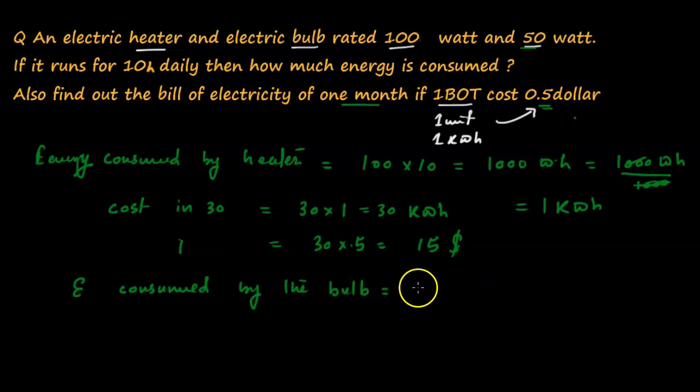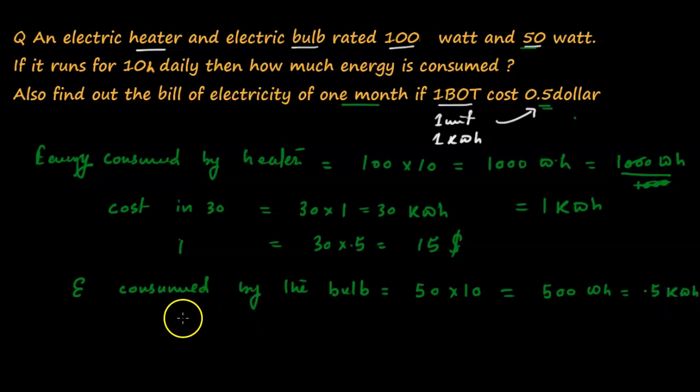What will be the energy consumed by the bulb? It will be 50 into 10. It is just 1 day energy. 500 watt it is coming in 1 day. That means 500 watt hour. That means we have to convert in kilowatt hour. So it will come 0.5 kilowatt hour. So in 1 day, it is 0.5 kilowatt hour.